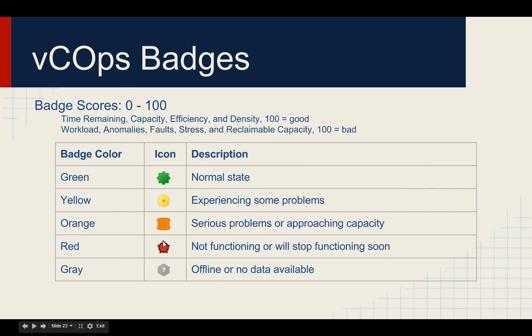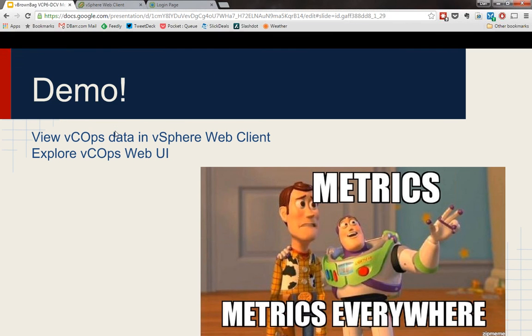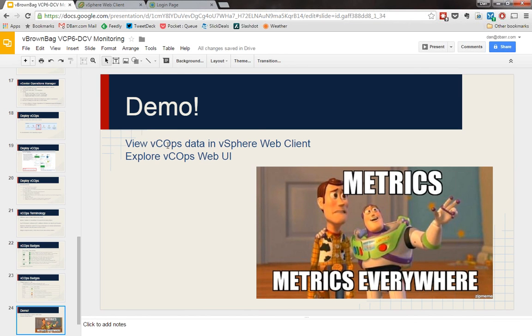And the badges will change color based on their score. So you'll go from green to yellow to orange to red. Gray is offline, or it's not able to collect data for that particular metric. And so we can have a quick demo here. Again, I just have vCOps Foundation in my environment here.